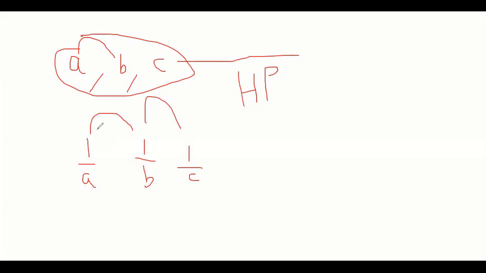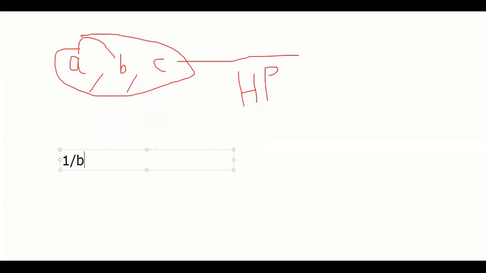So let me write the formula. If these are in HP, then obviously 1 by B minus 1 by A will be equal to 1 by C minus 1 by B. The difference of subsequent terms' reciprocals will be equal. In AP it is the difference of terms; in this it is the difference of reciprocals of the terms. That is the only difference. Understood, right? This is for HP.